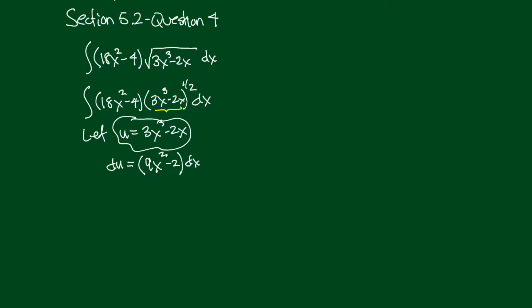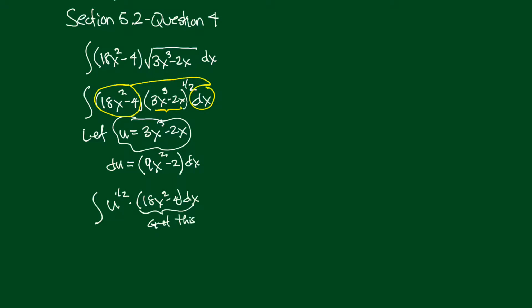Now, here's where we are so far. We are at the integral of u to the 1/2, and now I've got to get this part right here. I've got the u to the 1/2, so I still have to get the 18x squared minus 4 and the dx, right? That's what we need to get. We need to get this in terms of u.